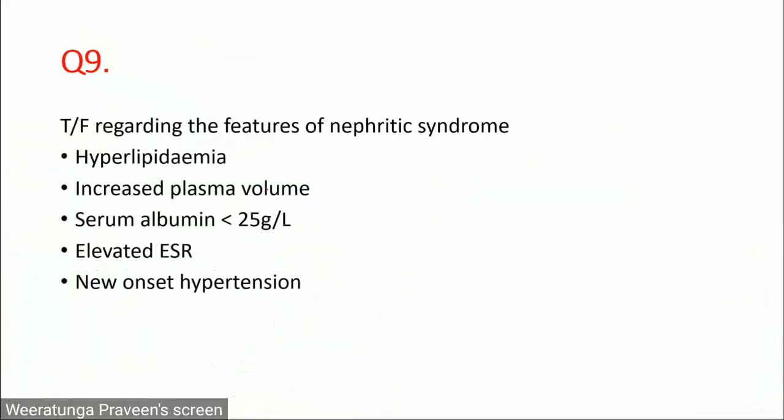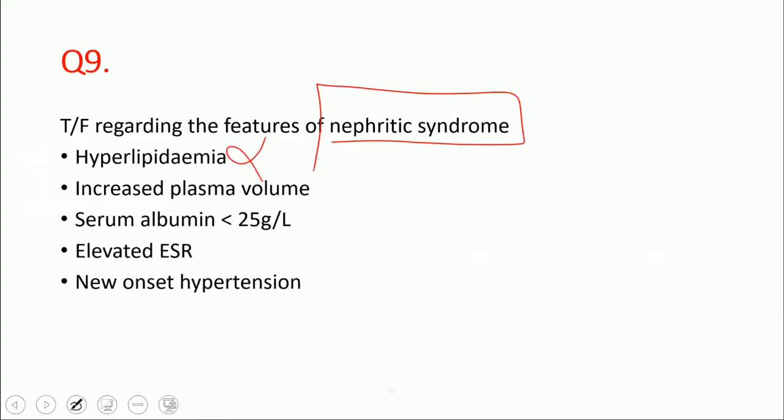This is an easy thing, right? What are the features of nephritic syndrome? So hyperlipidemia is a nephrotic thing, right? Plasma proteins decrease, serum albumin again is nephrotic, sorry. ESR, yes, can go up in nephritic. New onset hypertension can go up in nephritic.